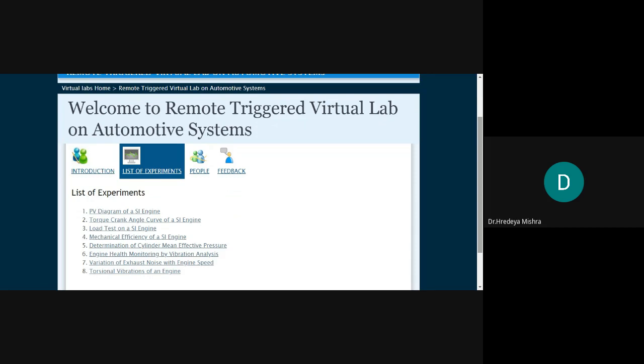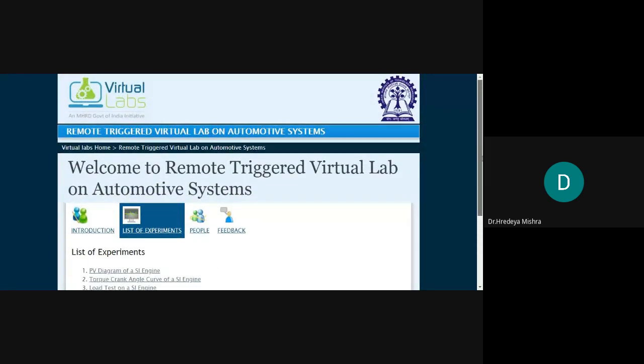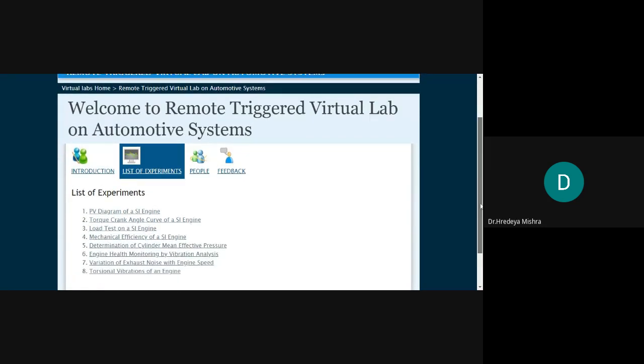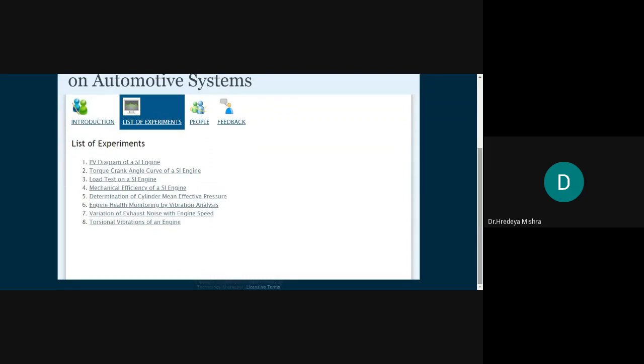Now, in today's session, we are going to see some virtual lab experiments based on thermal engineering. Here is a virtual laboratory under IIT Kharagpur. This is the remote triggered virtual lab on automotive systems. Here we can see some thermal engineering experiments, like a PV diagram.